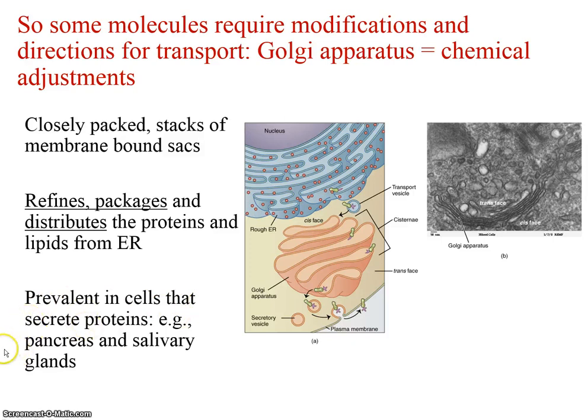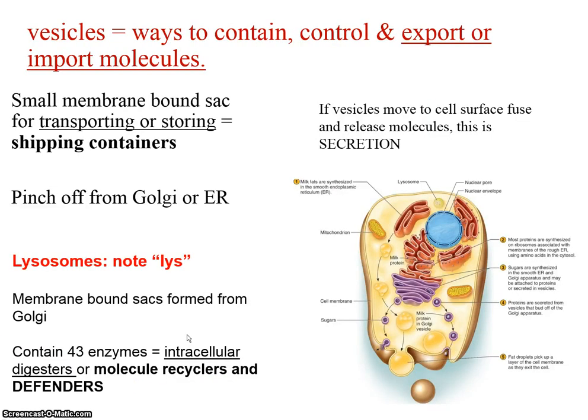All right, because those chemicals are due to be exported, and so they need to be modified so that they end up where they need to go, right? And I gave you examples like the pancreas and the salivary glands; their cells would have lots of Golgi. All right, vesicles: ways to contain, control, export, or import.